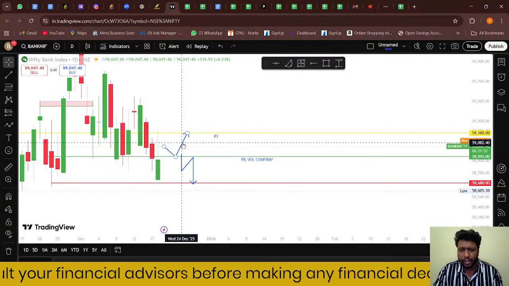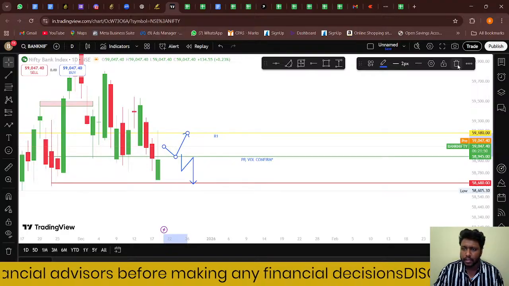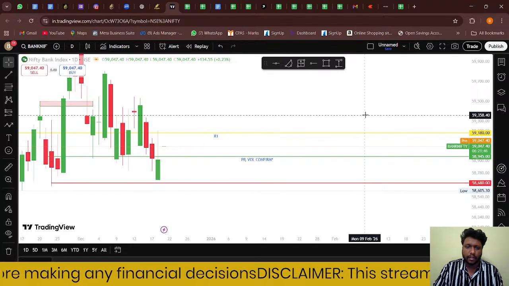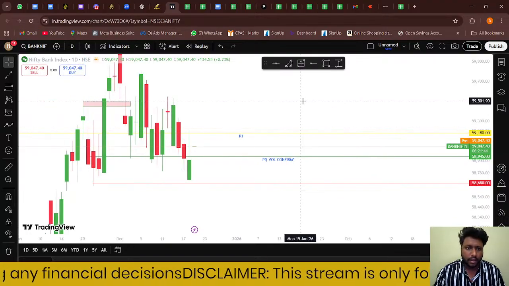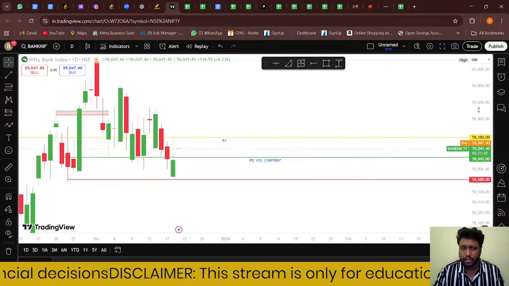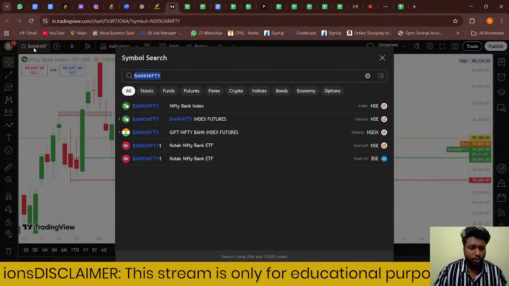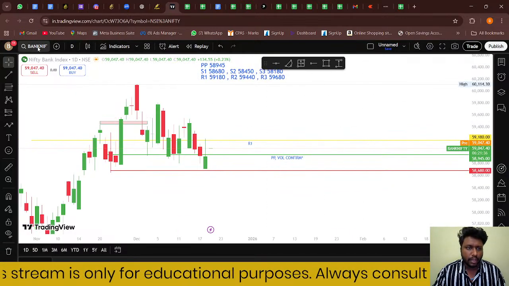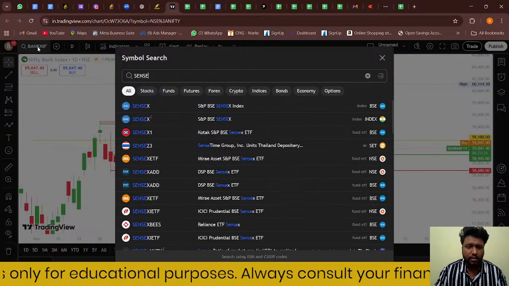But whatever direction we are trading, like I always say, volume matters. If volume is supporting, then definitely our target is going to be hit. So these are the levels with respect to Bank Nifty, and we will quickly move on to Sensex.